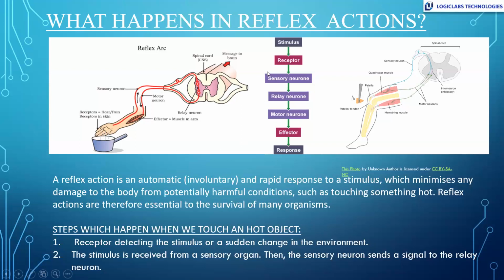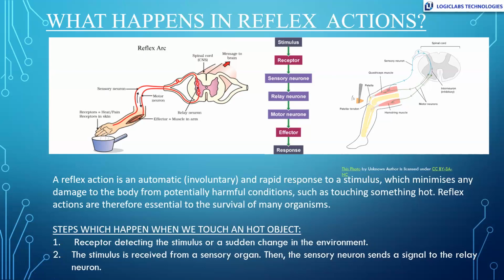We have seen the flow chart of how a reflex action occurs. These are the different parts of our body which respond when we have a reflex action. First, the receptor detects the stimulus, or a sudden change in the environment. Then the sensory neuron sends a signal to the relay neurons. These relay neurons then send a message to the motor neurons, and then it reaches the effector.